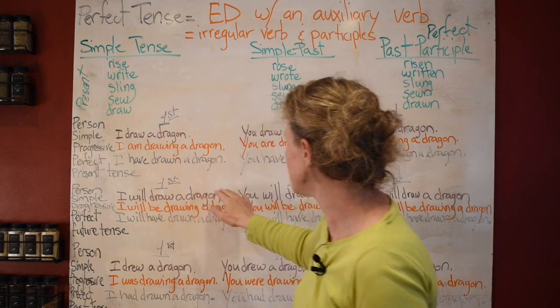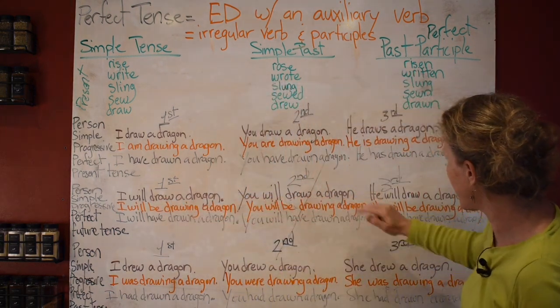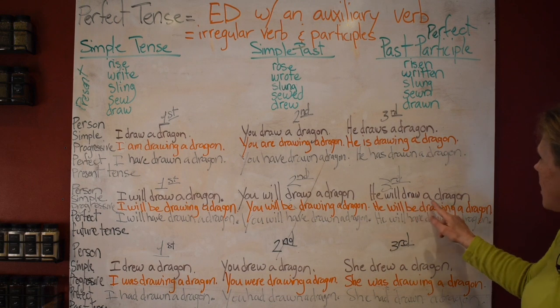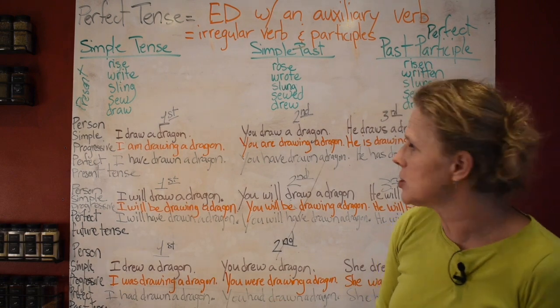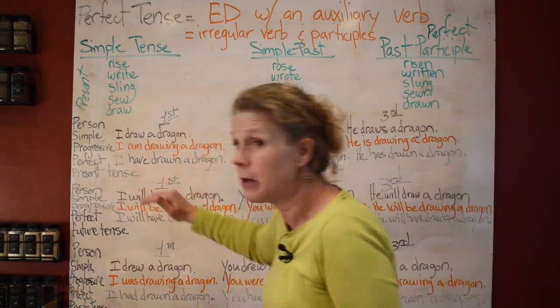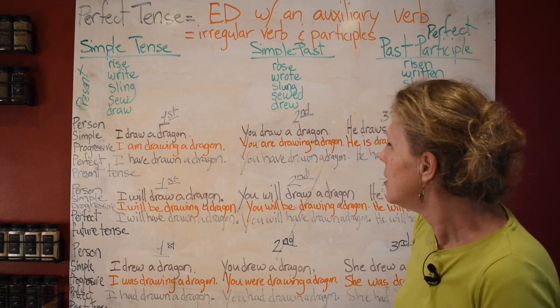I will draw a dragon. You will draw a dragon. He will draw a dragon. Here, it's all the same. You don't even have to worry about changes. Where we worry about the change is in the present tense.